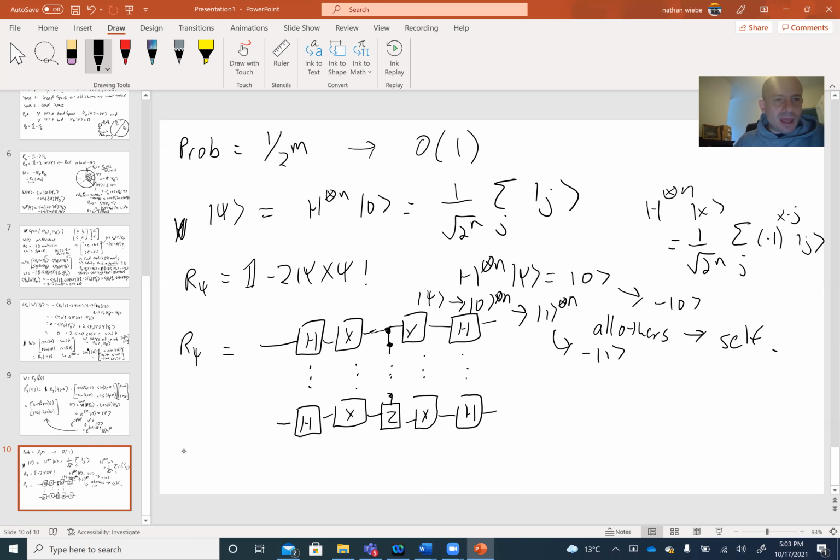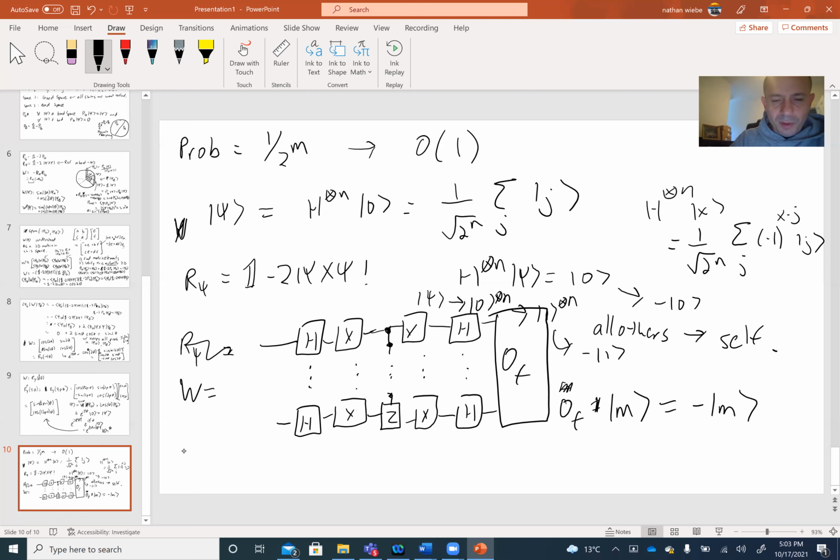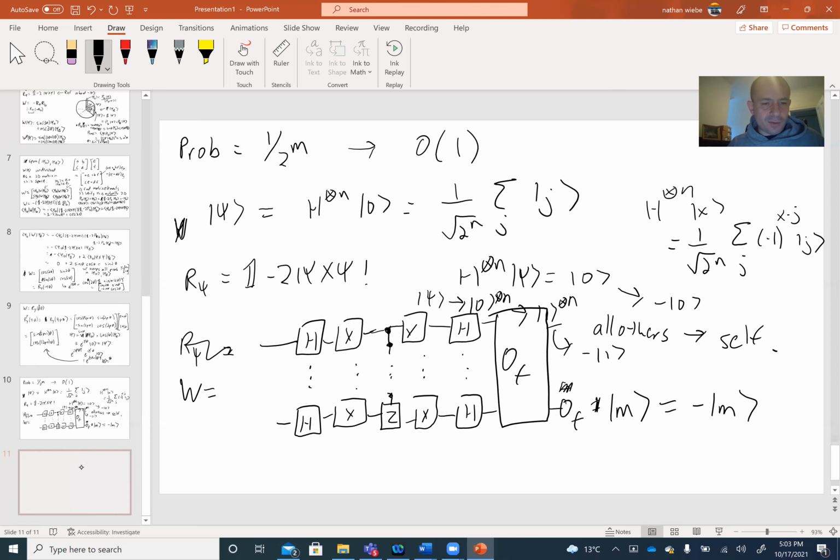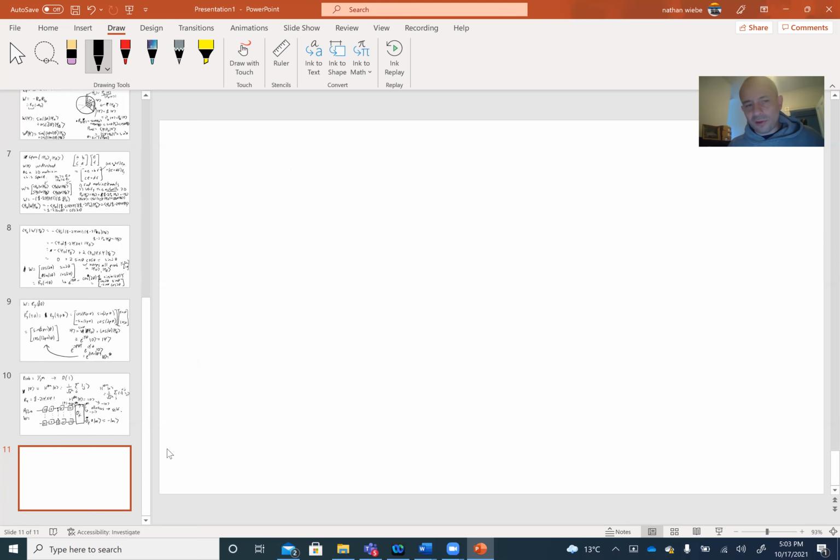And a single query to an oracle that marks the state, let's call it OF, I just mean the OF such that when it acts on the marked state, we get minus the marked state, means that the entire circuit for W we can write as the following. We apply OF, and then we apply this circuit. So every action of W is a single query to our oracle. Okay, cool. So if we have this, then what does our success probability look like?